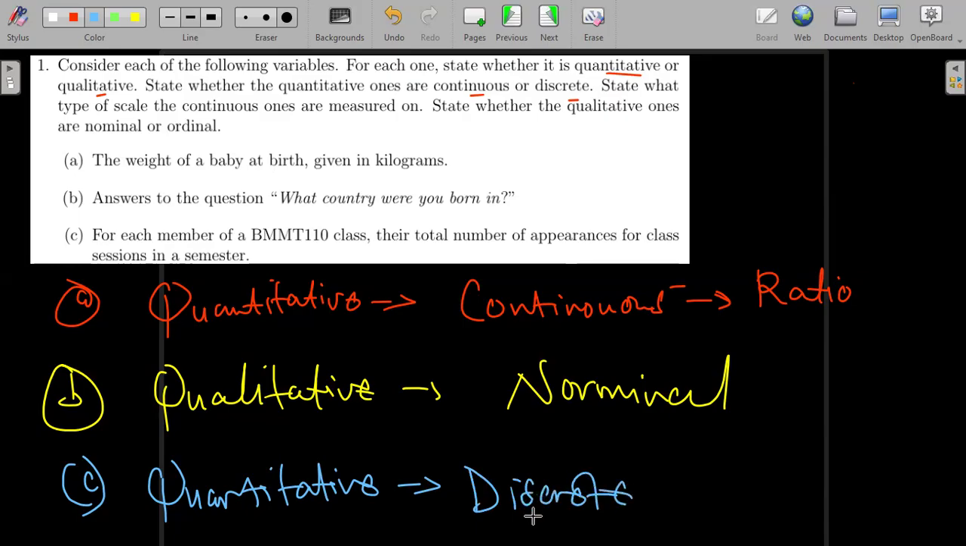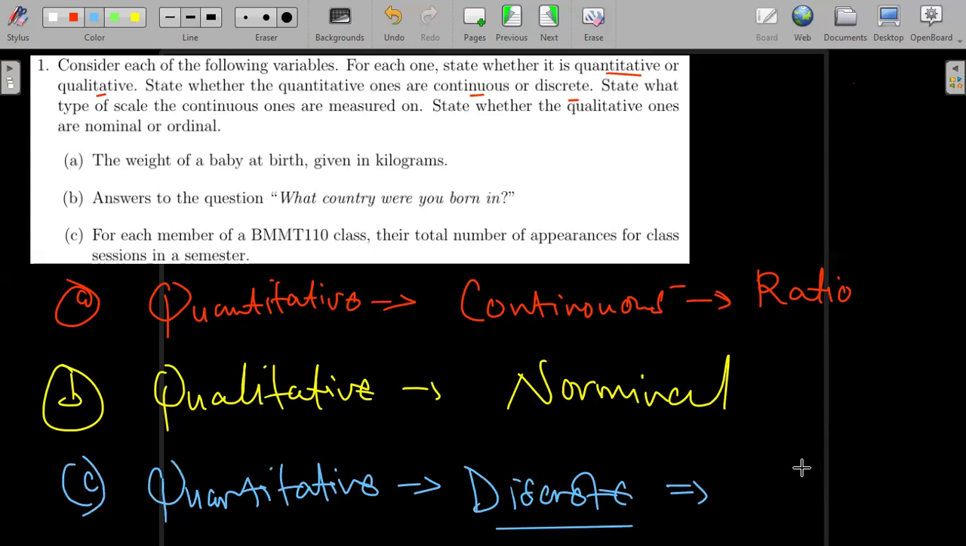So this is the name of our institute. We were inspired by this word. So the total number of appearances for the class sessions in the semester are going to be classified as discrete. Why? Because they are countable. You can count them. And then I think that's all.